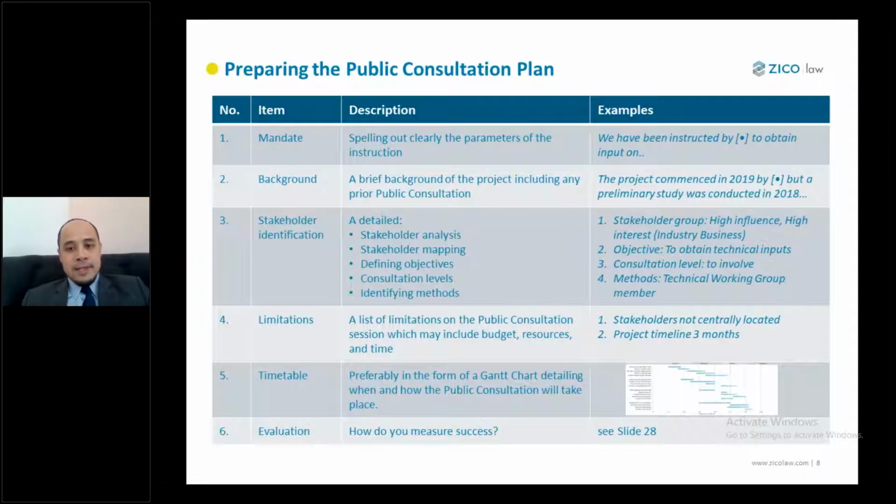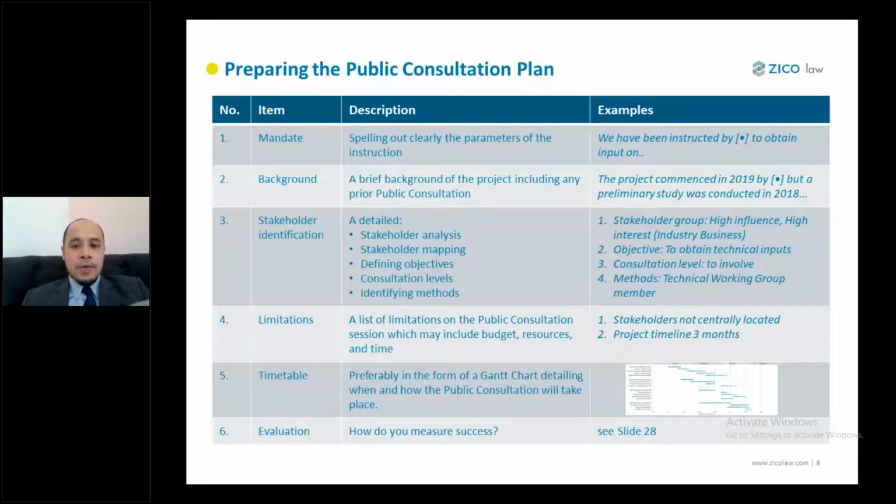Now, the next step is stakeholder identification. I think we spoke about this at length last week. But what is important here is essentially the stakeholder analysis, the stakeholder mapping, defining the objectives, the consultation levels, and the appropriate methods.